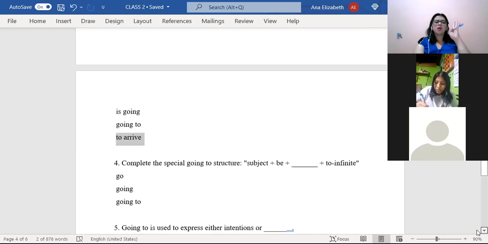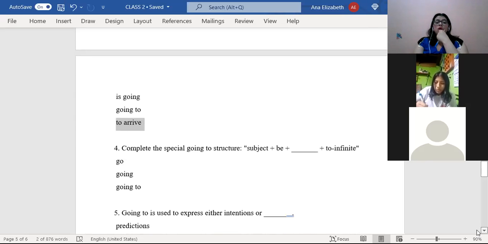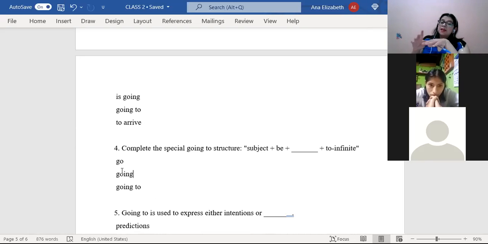Okay, number four. Complete the structure for going to: subject plus be plus going to. Acuérdese, okay? La estructura es subject plus verb plus going plus to plus infinitive. Entonces sería going, porque ya tenemos el to aquí.